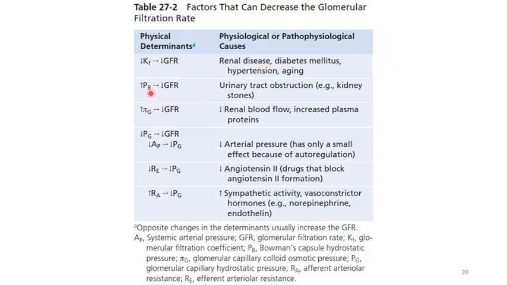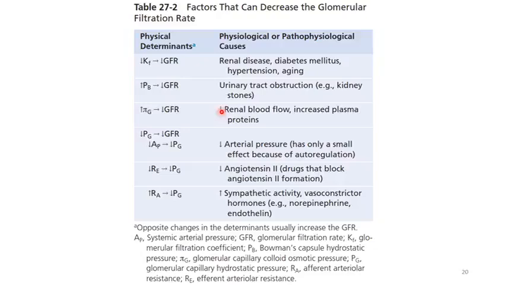The factors that increase hydrostatic pressure inside Bowman's space will reduce GFR. For example, urinary tract obstruction due to, for example, kidney stone. By obstruction of this pathway, the hydrostatic pressure inside Bowman's capsule will increase and oppose filtration, and by opposing filtration will reduce GFR. The next factor that reduces GFR is the increment of oncotic pressure inside glomerular capillaries.